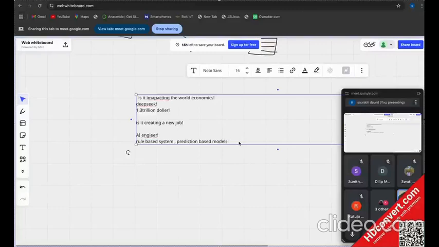Now, from a user's perspective, what is the user doing? Maximum of them are creating content everywhere. They are simply using the APIs, writing the prompts and getting the answer. That's it.